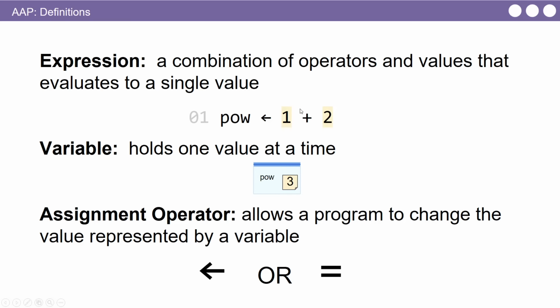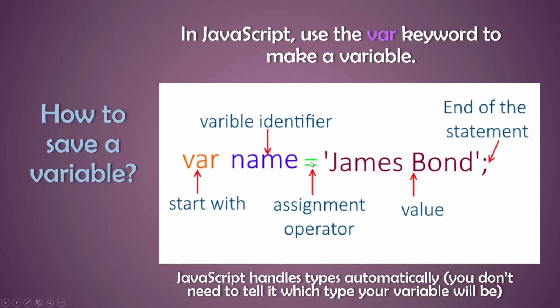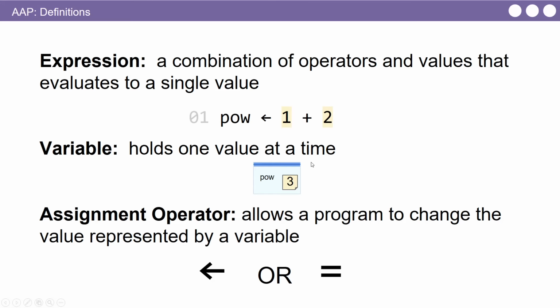Now you can also do math and assign it to a variable. This notation, you'll notice here, is the way that CollegeBoard describes the equals. Like in JavaScript, we used equals. In CollegeBoard, they use the arrow. But here we're showing how we're adding 1 plus 2.